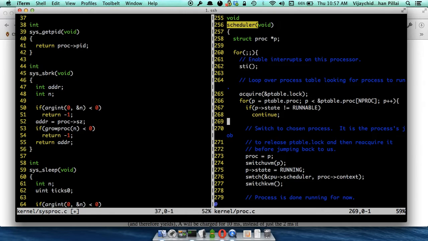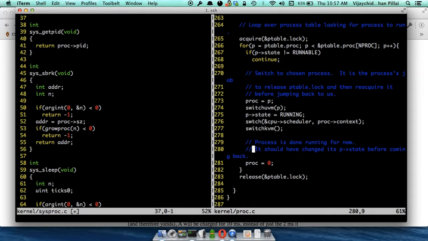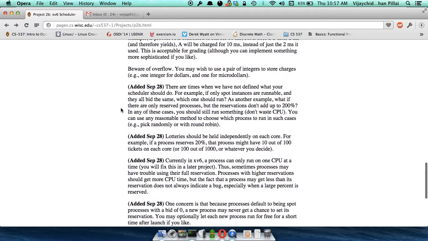In my implementation, I just look at how many times the processes have run, because we have a field called number of times chosen in our process structure. I just pick the process that's been run the least amount of times, so that there is some notion of fairness. So I think that should be it.